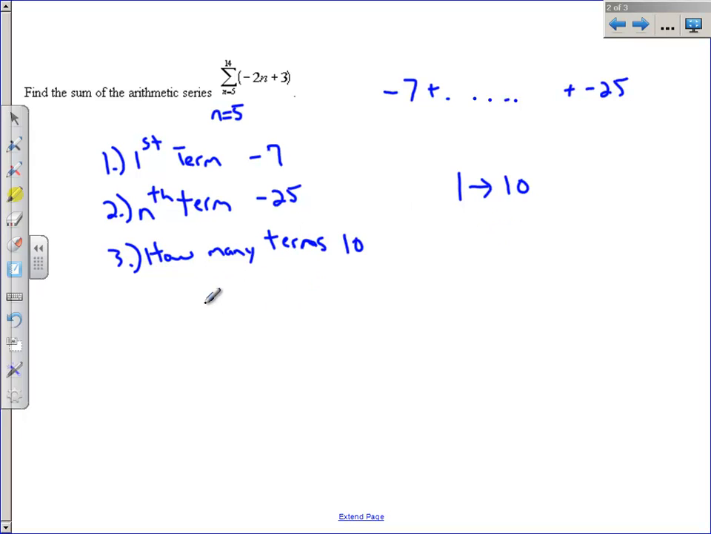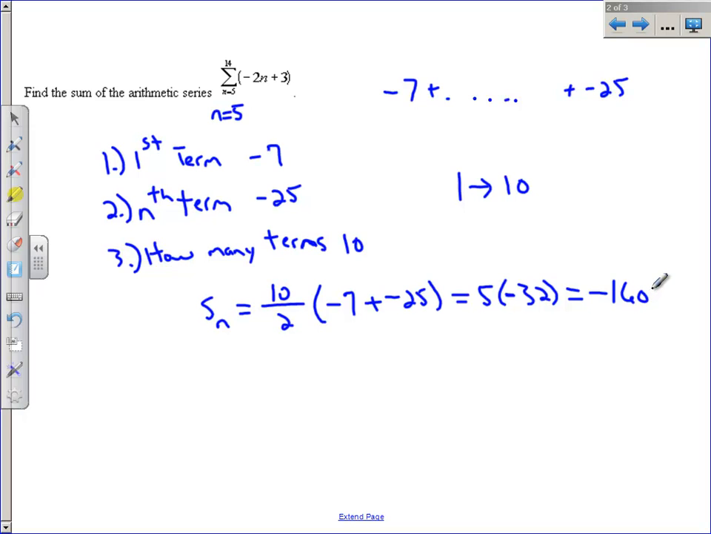So from here we can just use our formula. The sum is n, which is the number of terms, divided by 2 times a sub 1, which is the first term, plus a sub n, which is the last term. And this is going to be 5 times negative 32, which is negative 160.